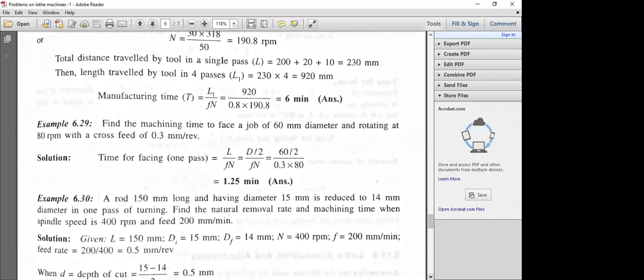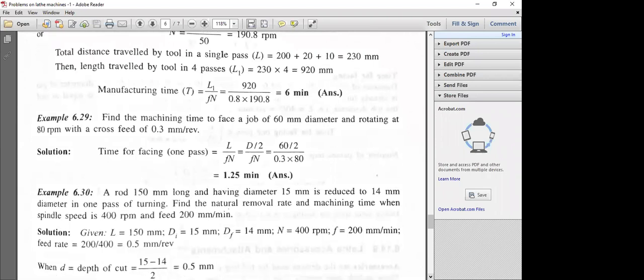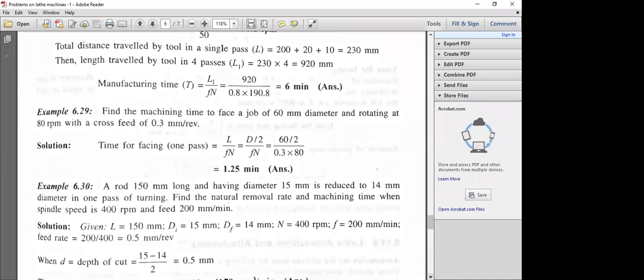So just try to see this problem. You have to again write the given data, because there's an advantage every time, since some people directly take the wrong data from the given problem. So already I told you, di is the initial diameter of the rod and df is the final diameter of the rod.